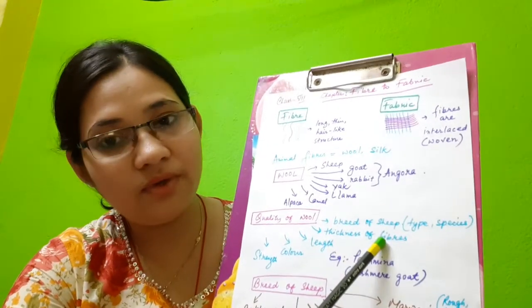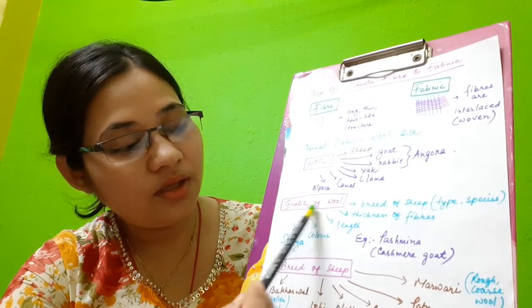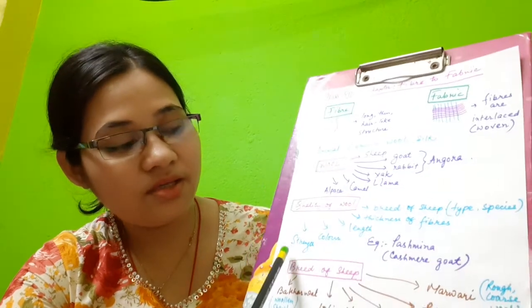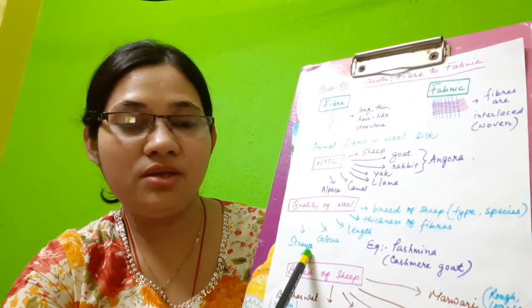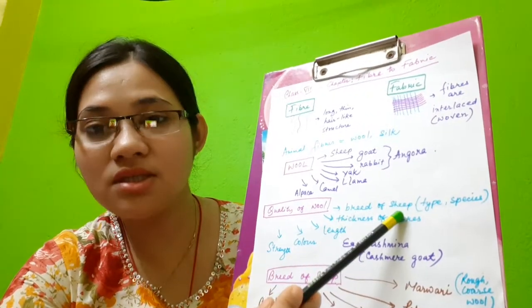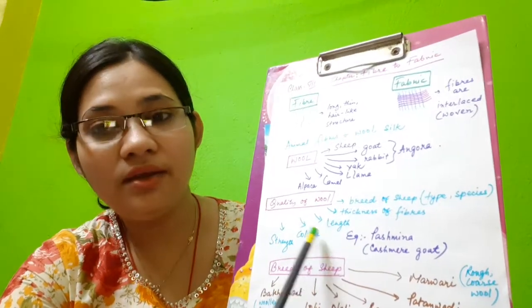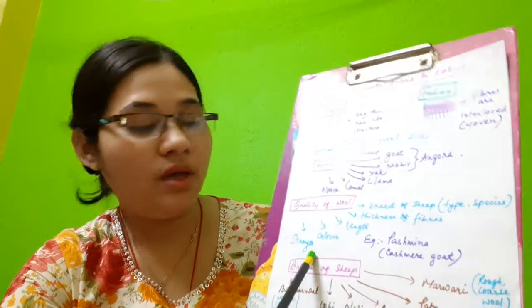Then the thickness of the fiber also matters. Then the length of the fiber, and the quality of wool also depends on the color as well as the strength of the fiber. Once again, what does the quality of wool depend on? It depends on the breed of the sheep, the thickness of the fiber, and the length, color and strength of the fiber. For example, thickness of the fiber. If the wool is of very thin quality, like pashmina wool, that quality is very fine, so it is a superior type of wool. For example, length.